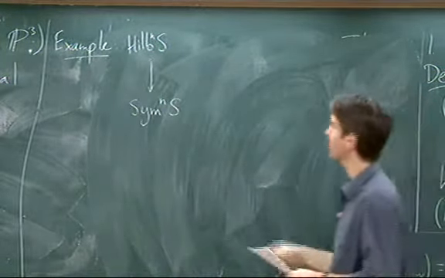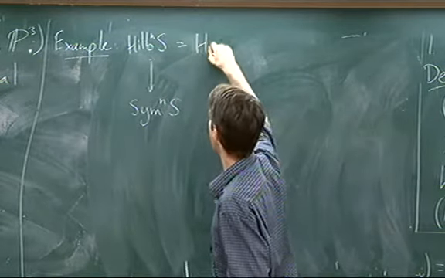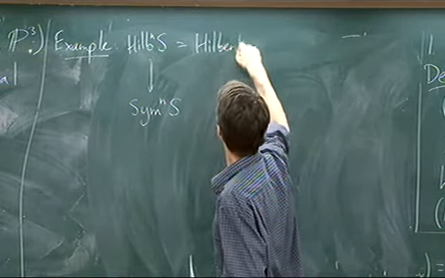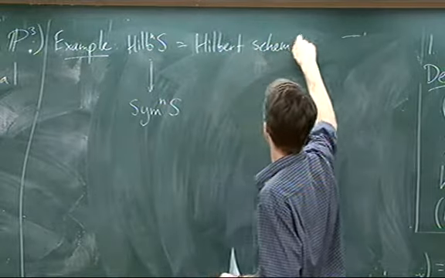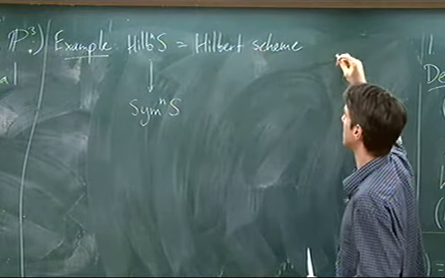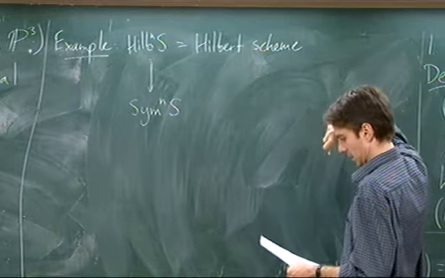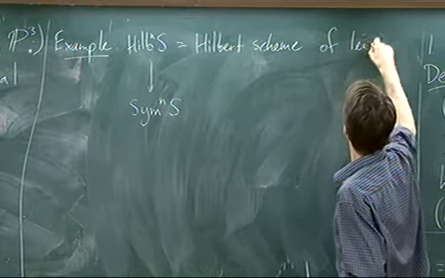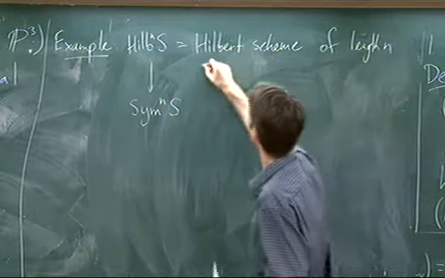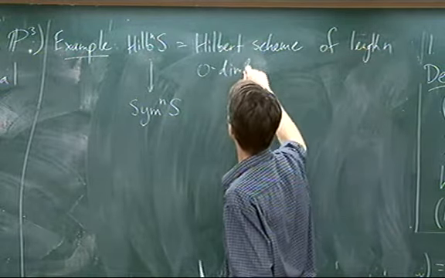And so what is this? This is the scheme parameterizing zero-dimensional length n subschemes of S. The Hilbert scheme of length n zero-dimensional subschemes.